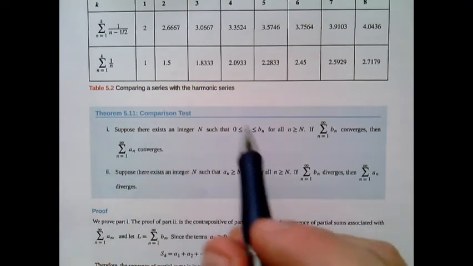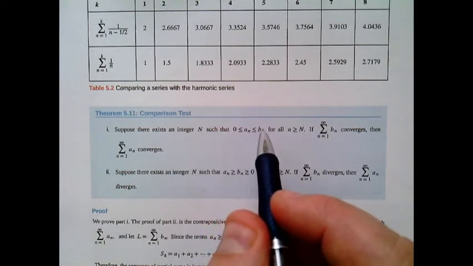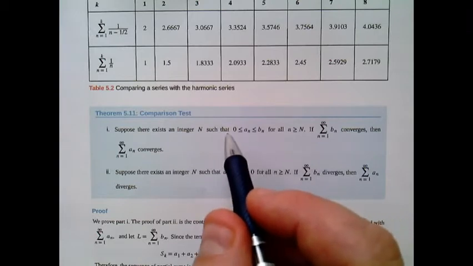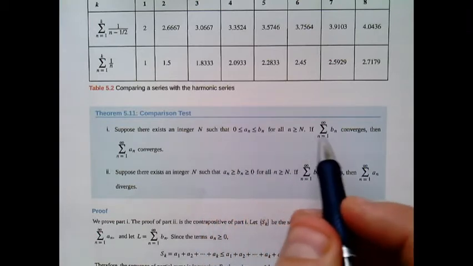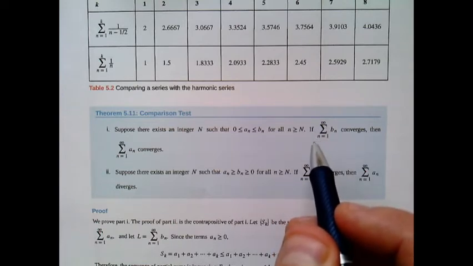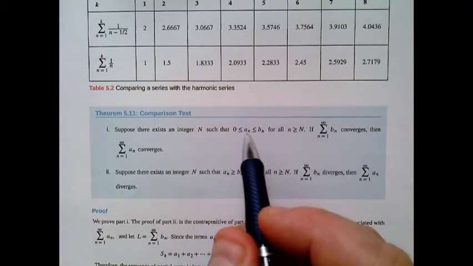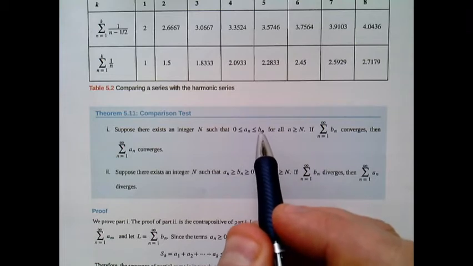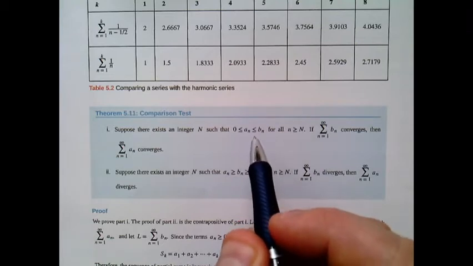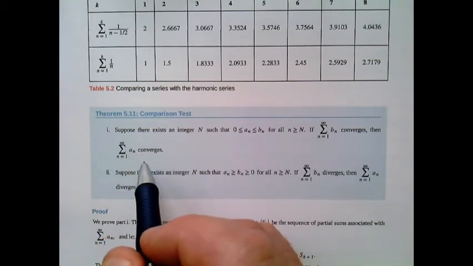But we've been able to figure out that for all values of n, a sub n is less than b sub n, but also greater than 0, where b sub n represents the nth term of some series that we already know converges. So the idea is that if we can show that the terms of our series are all between 0 and the terms of a series that we know converges, then we can conclude that our series whose nth term is a sub n also converges.